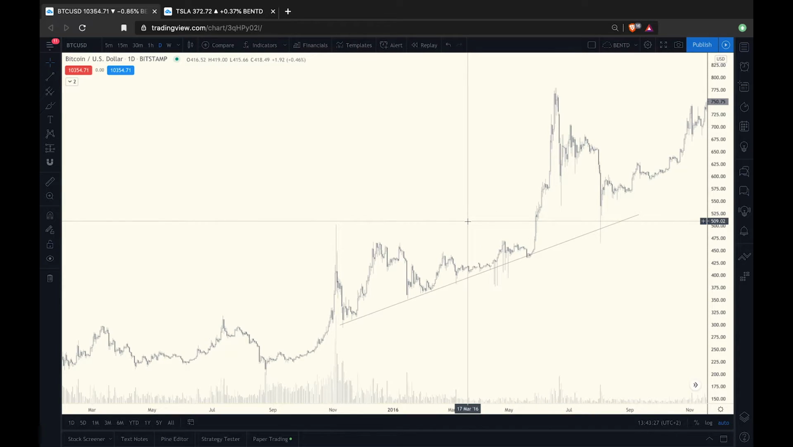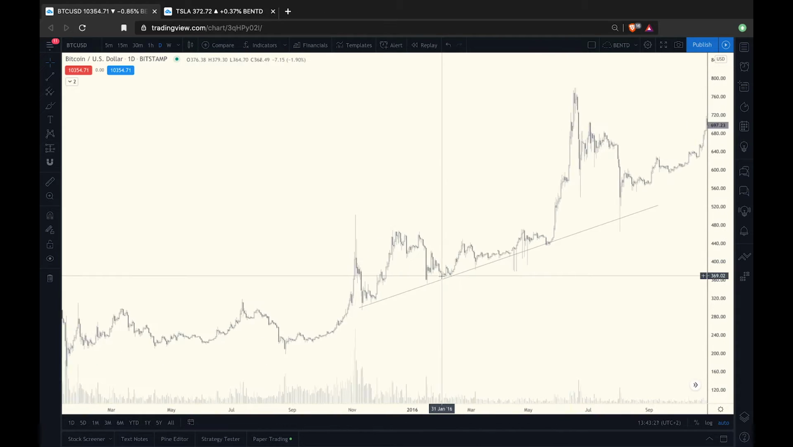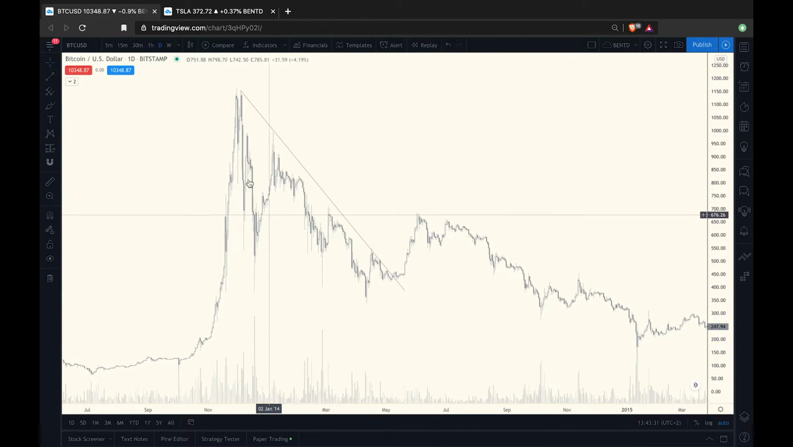So trade with the trend. In this case, you would look for buys. And in the previous example, you would either take profit, so sell your Bitcoin, or take a trade in the opposite direction. So sell Bitcoin.